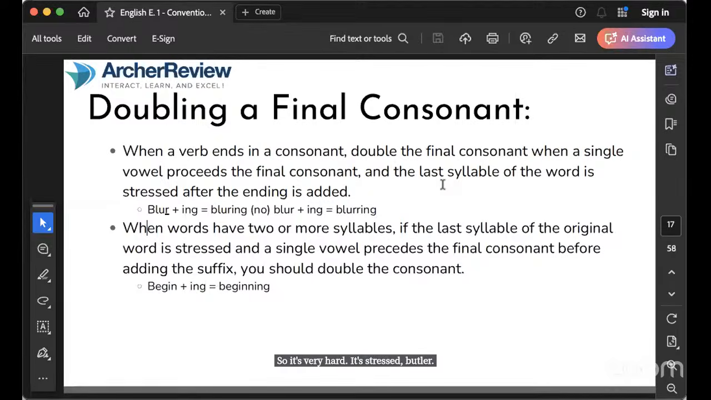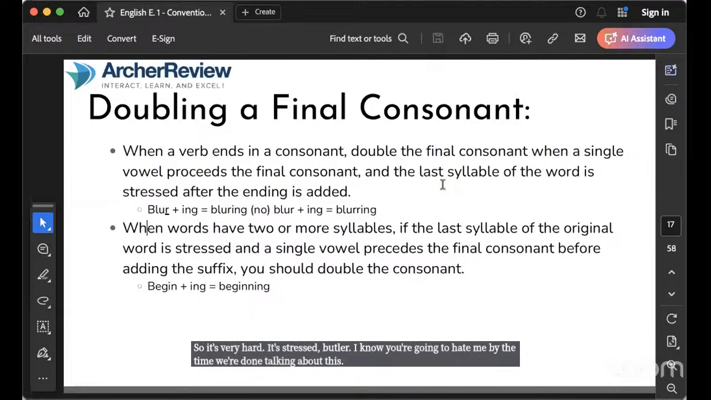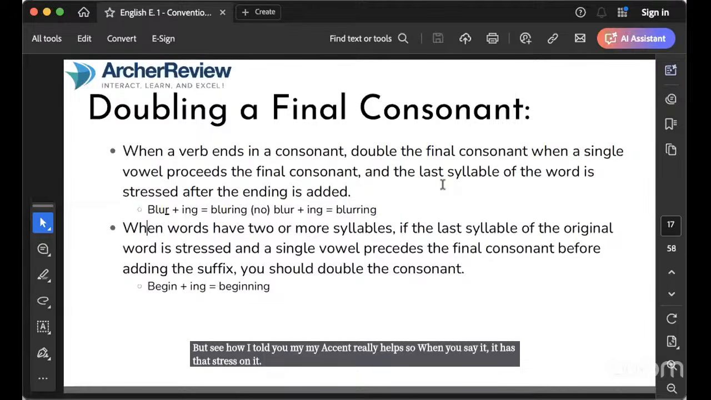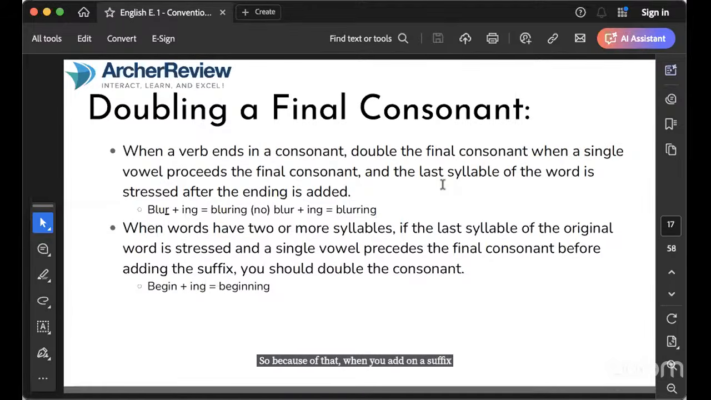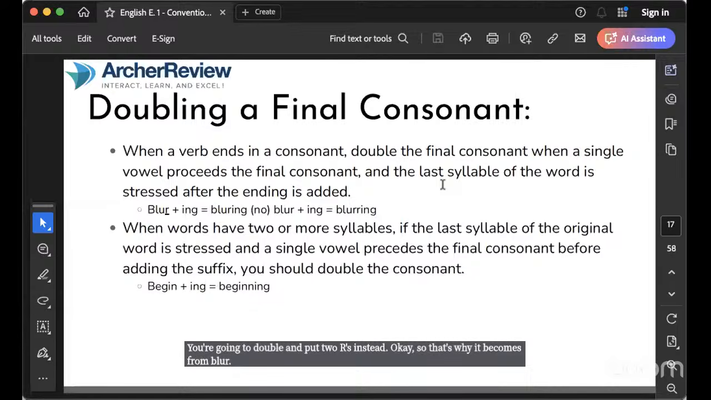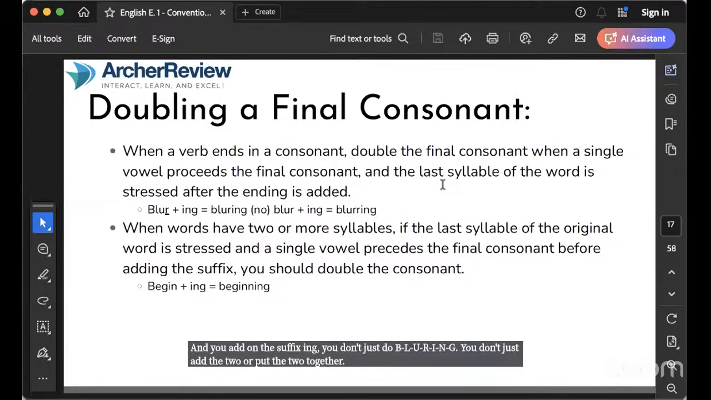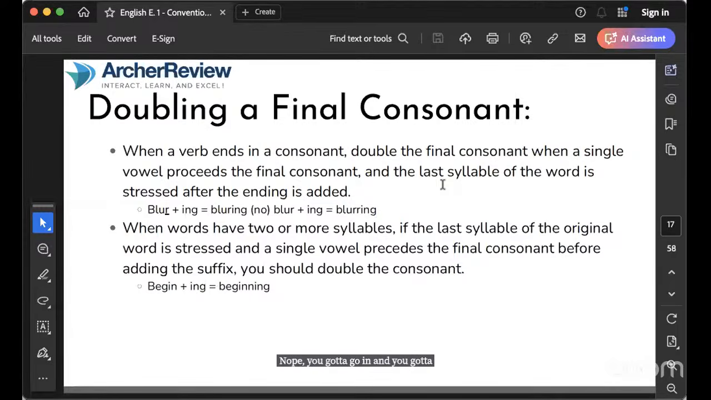I know you're going to hate me by the time we're done talking about this. But see how I told you my accent really helps. So when you say it, it has that stress on it. So because of that, when you add on a suffix, in this case it's the ing, you're going to double and put two R's instead. So from blur you add on the suffix ing. You don't just do B-L-U-R-I-N-G. You've got to double the consonant, so it's B-L-U-R-R-I-N-G.